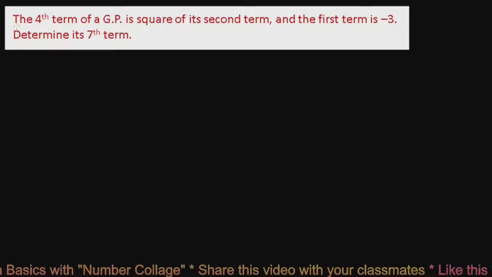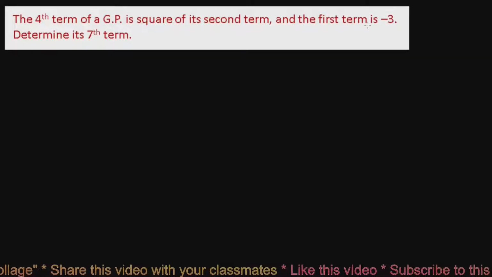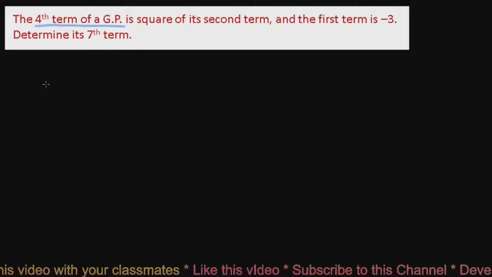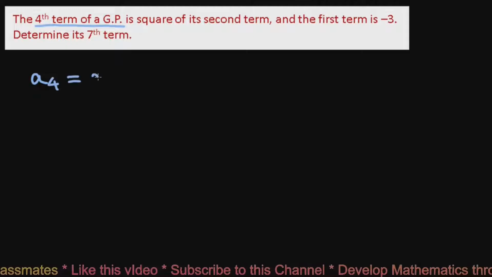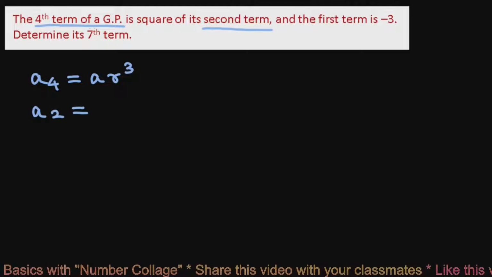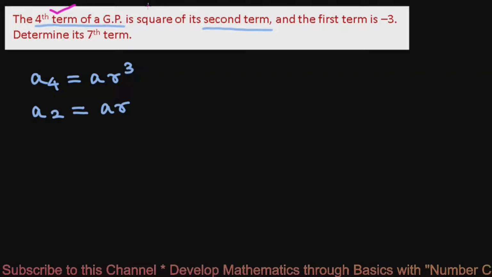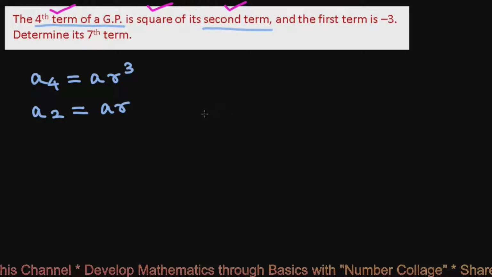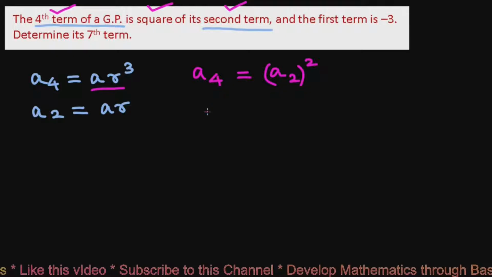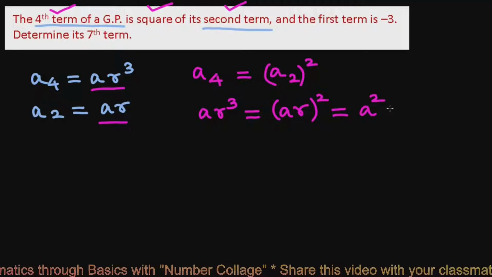Next problem: the fourth term of a GP is square of its second term and the first term is minus 3. We have to determine its seventh term. Fourth term of GP will be a4, which we write as ar cube. The second term of GP will be a2, which we write as ar. Now it is given that fourth term of GP is square of its second term, which means a4 equals a2 square. That means ar cube equals ar whole square, that will be a square r square.